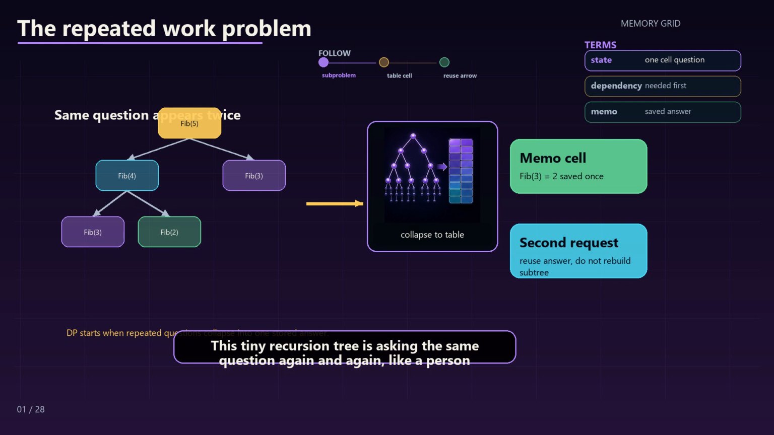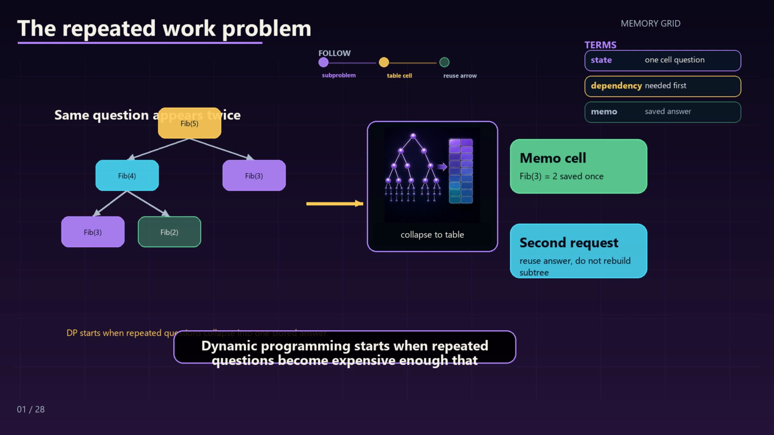This tiny recursion tree is asking the same question again and again, like a person rereading the same page because they never wrote the answer down. Dynamic programming starts when repeated questions become expensive enough that remembering is no longer optional. Psychologically, this is the human habit of rethinking the same worry from scratch instead of writing down the answer.